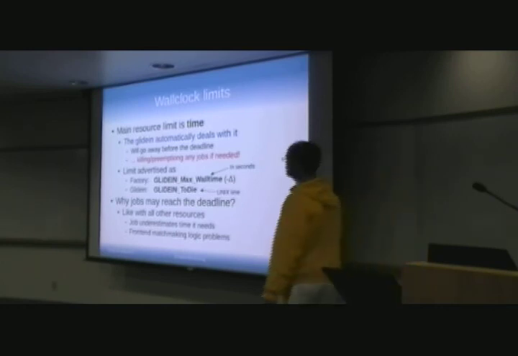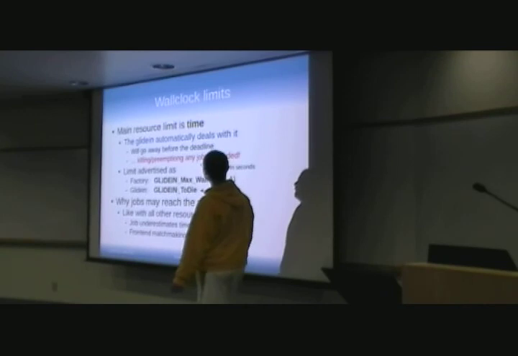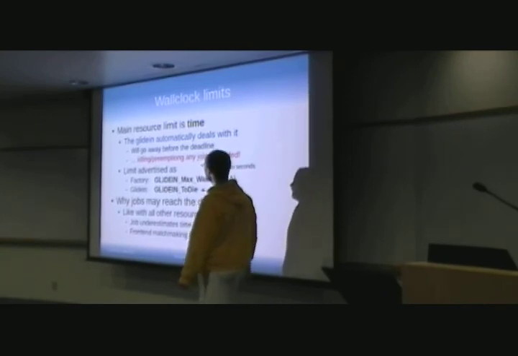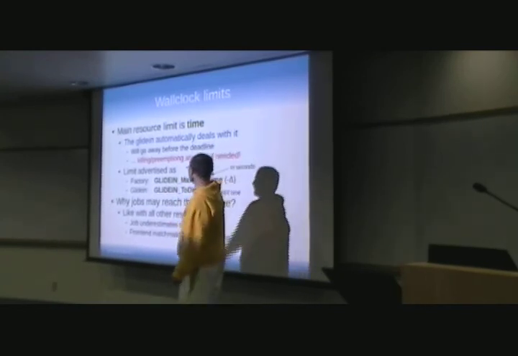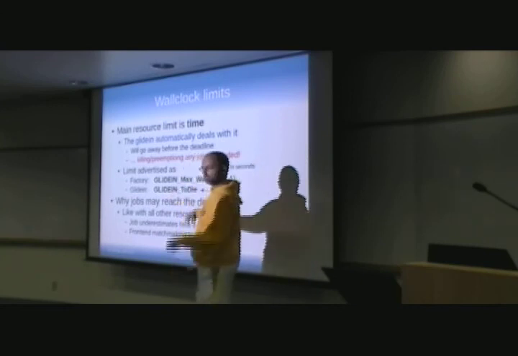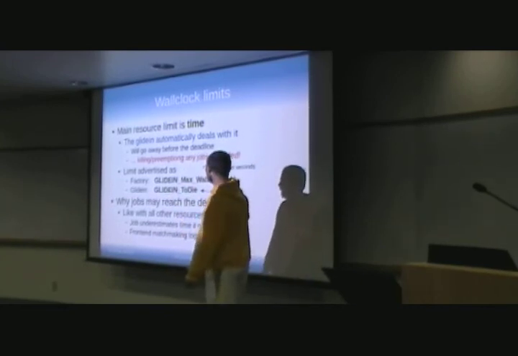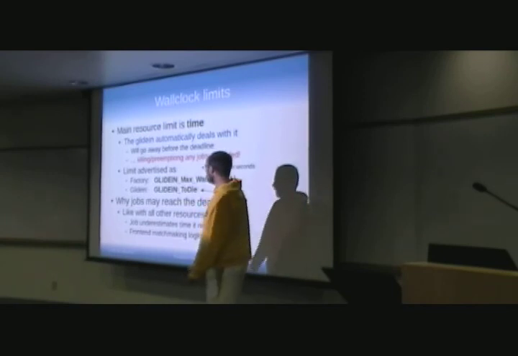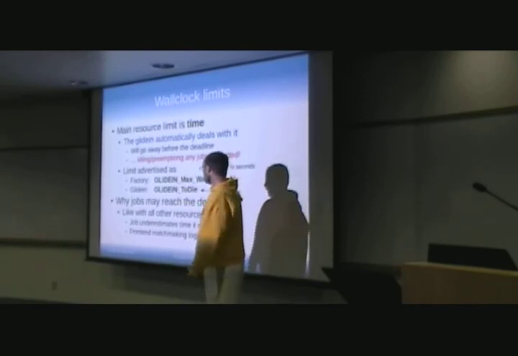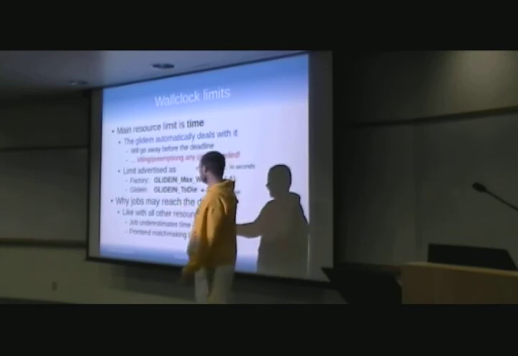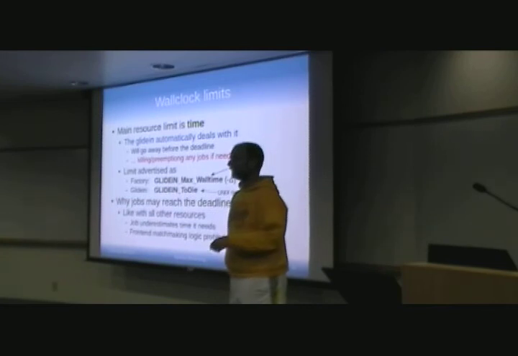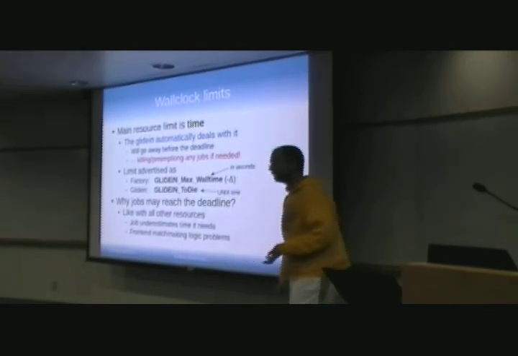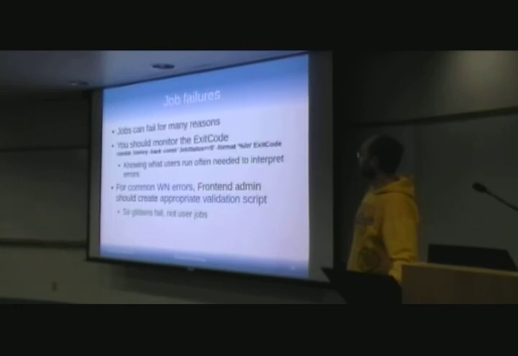The other limit is, of course, time. And the glidein usually deals with it automatically. It will go away before the deadline, killing, preempting any jobs if needed. The limits are advertised as GLIDEIN_Max_Walltime and GLIDEIN_ToDie, as explained before. And again, why would the job ever hit the deadline? The job itself may have underestimated the time, or not declared it. Or the front-end matchmaking logic had a problem. It knew that the job needed 24 hours, and the glidein had only 10 minutes to live, and still tried to put it there. It's your problem at that point.